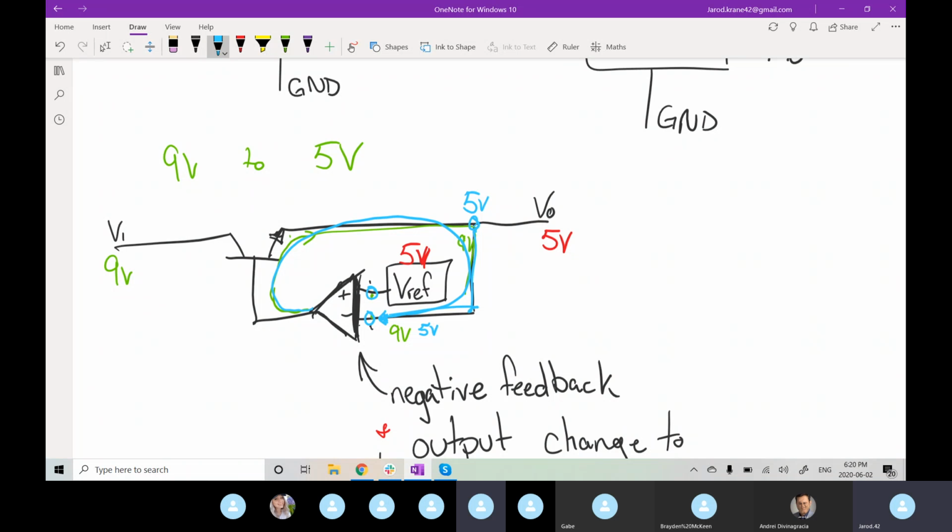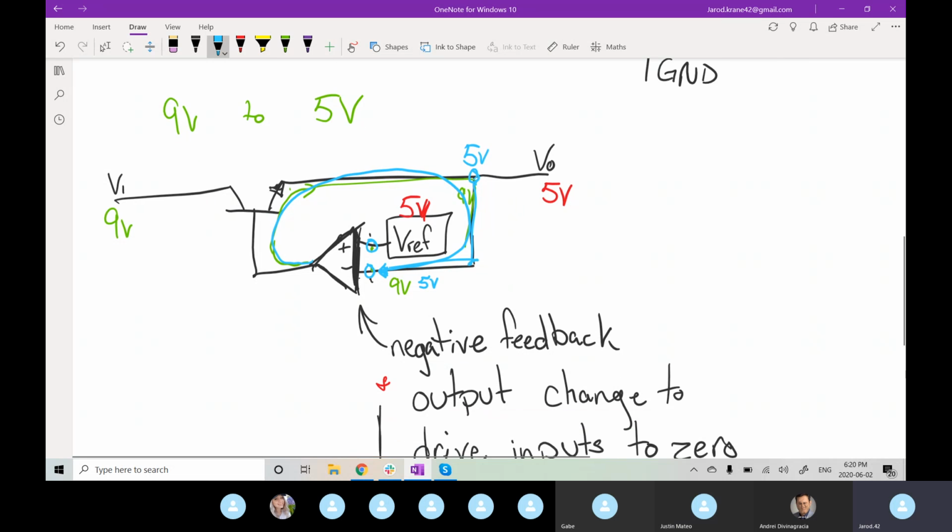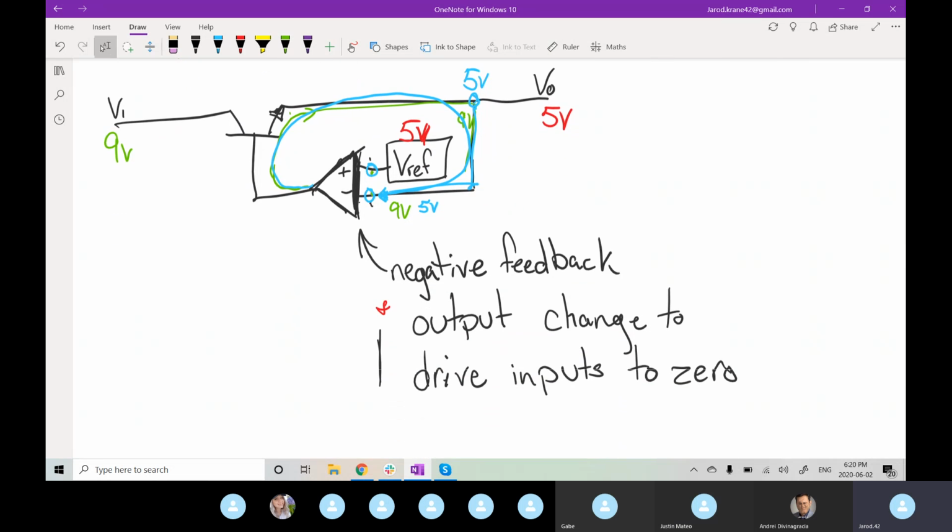Wait, how does it change the difference to 0? Yeah, that dives into the operation of a non-inverting op amp with the negative feedback.